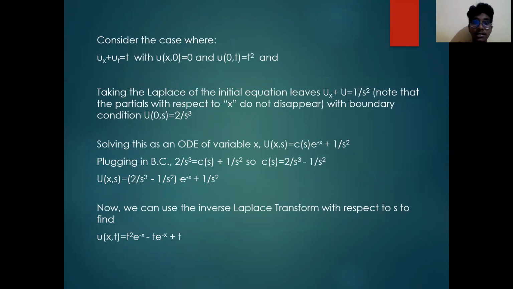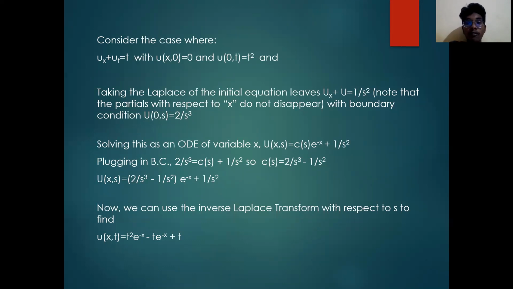So, considering the case where u_x plus u_t equals t, where u(x,0) equals 0 and u(0,t) equals t squared, taking the Laplace of the initial equation leaves u_x plus su equal to 1 by s squared, where the partials with respect to x do not disappear, with the boundary condition u(0,s) equal to 2 by s cubed.